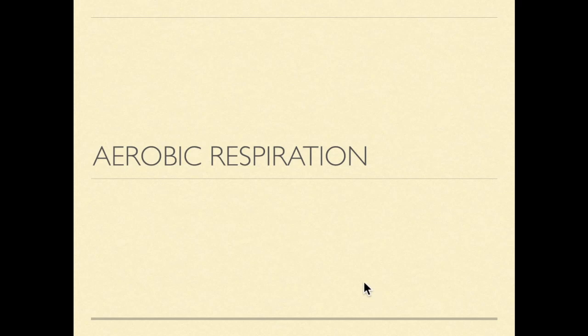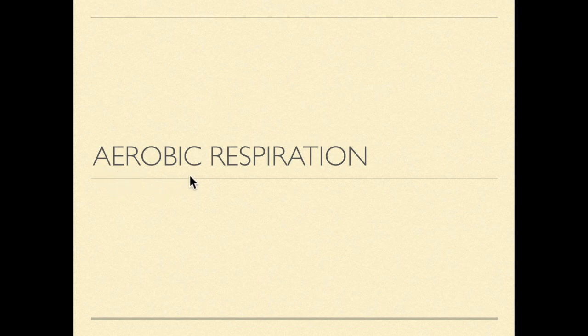What's up, everybody? Today we're going to handle aerobic respiration. Aerobic respiration is what we utilize in our cells to completely break down sugars. We already talked about glycolysis, which is an incomplete breakdown of sugars. This process is used in both prokaryotes and eukaryotes, and it requires oxygen.